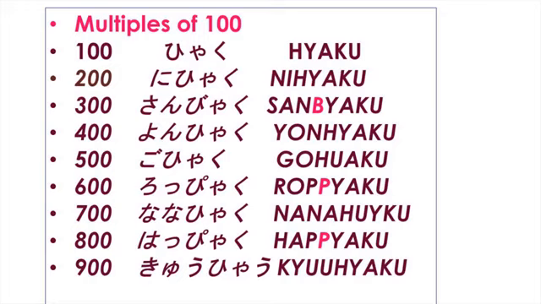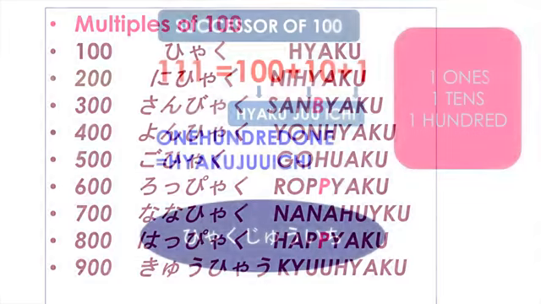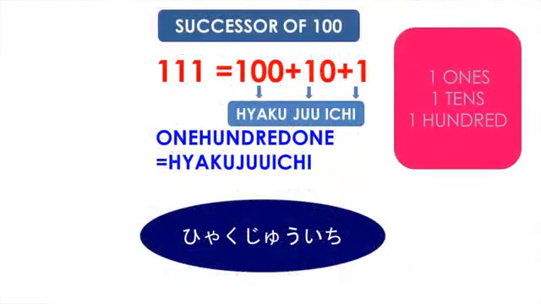Now we will try counting after 100. Suppose we take the number 111. So again by the splitting method, 100 plus 10 plus 1, or according to place values. We have 1 at the ones place, 10 at the tens place, and 100 at the hundreds place. So the value will be Hyaku, Ju, Ichi. Please take reference of this pink box. Then only can you get the clear picture of what I am trying to explain.